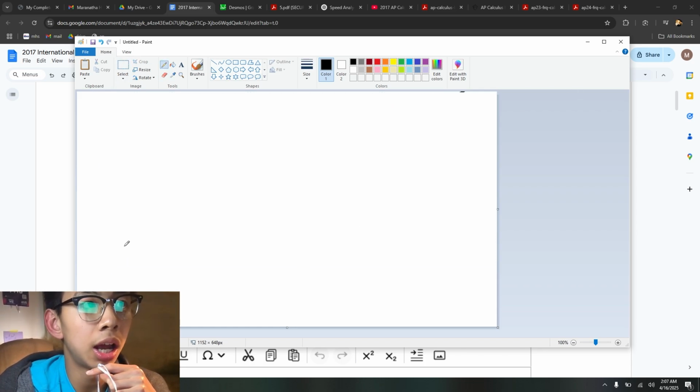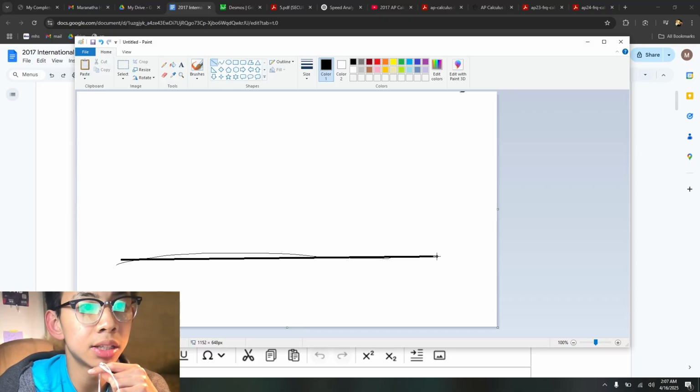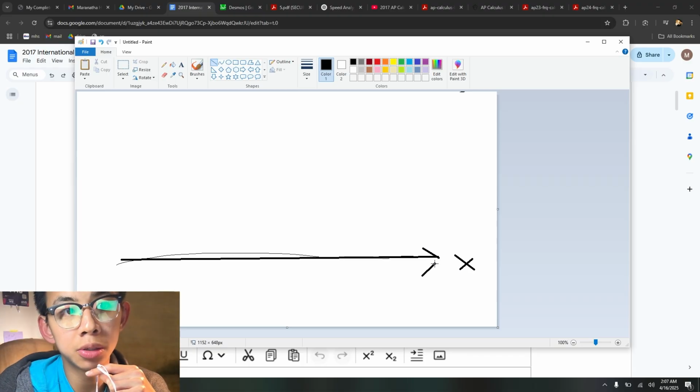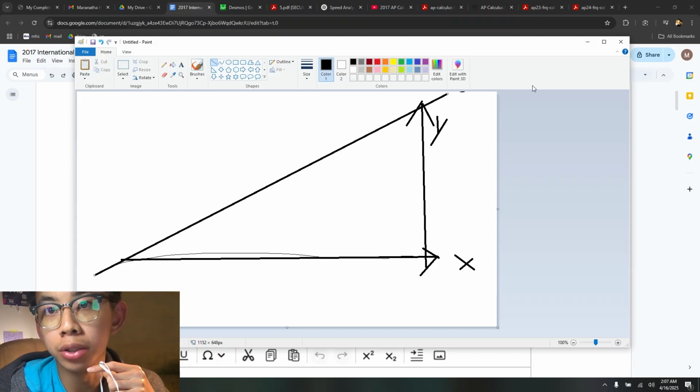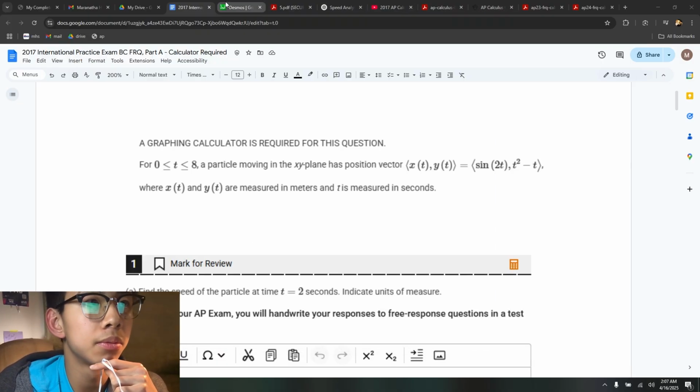I have an x portion that's traveling. I have a y portion that's also traveling as well. To find the overall speed, I need the hypotenuse. Okay, let's do this right now. t equals 2 seconds.